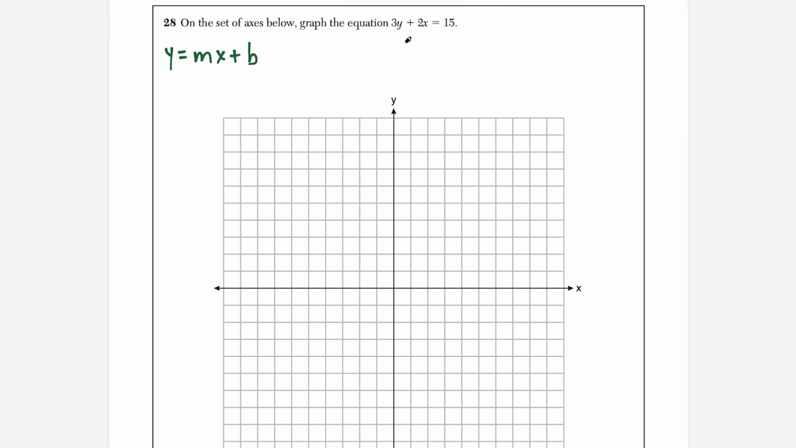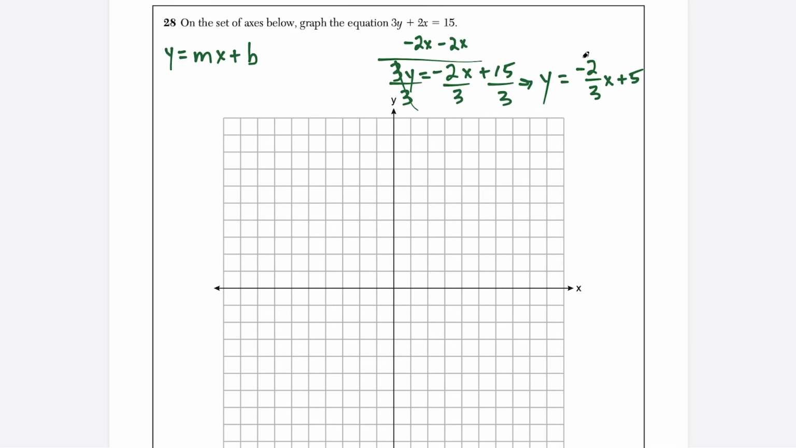So we could start by doing minus 2x on both sides. So we have minus 2x, and then what we're going to have after this is we have 3y equals negative 2x plus 15. And then we're going to divide everything by 3. So we divide this by 3, the negative 2x by 3, and then 15 by 3. And this gives us our equation in slope-intercept form. So we have y equals negative 2/3 x, and then plus 5.